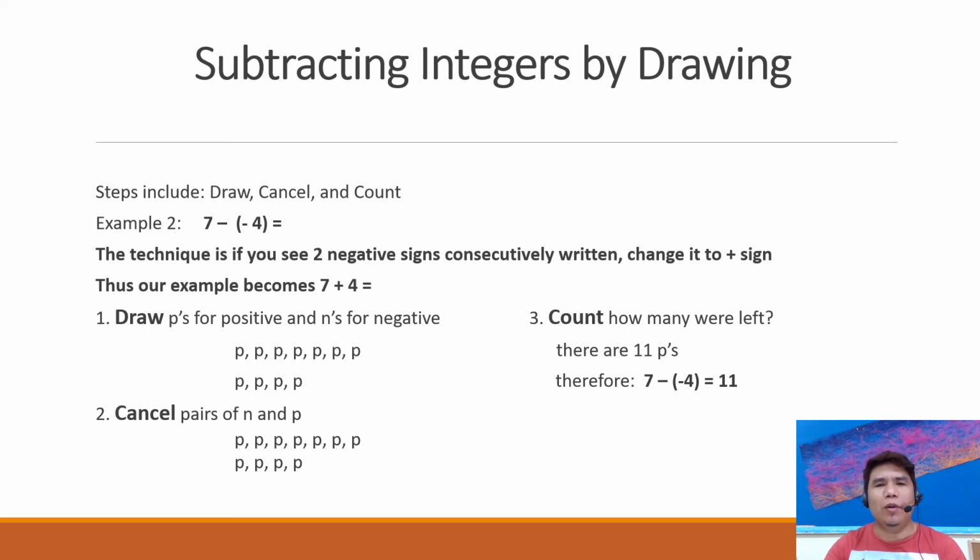And you are going to employ our method for adding integers. So you draw, cancel, and count. Let's try to find out if it is possible. All right, since 7 is positive, you draw 7 p's, and 4 is positive, so you draw 4 p's. And you do cancellation next, but as you notice, there are no pairings of n and p again. All are p's, right? So you just count all the p's here. All right, and that will be your third step. Counting all the p's, you will have 11 p's, and therefore you can conclude that 7 minus the negative 4 is equal to positive 11.